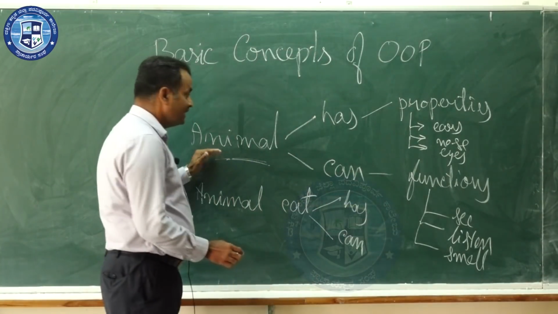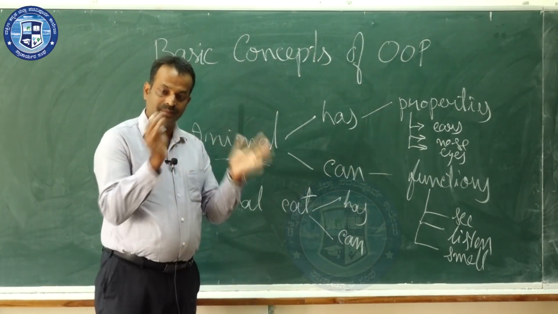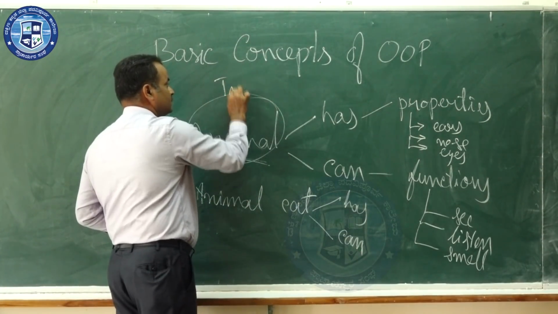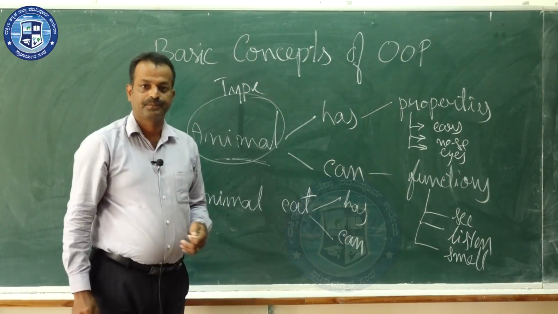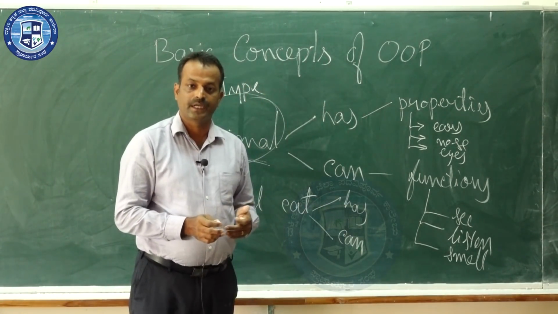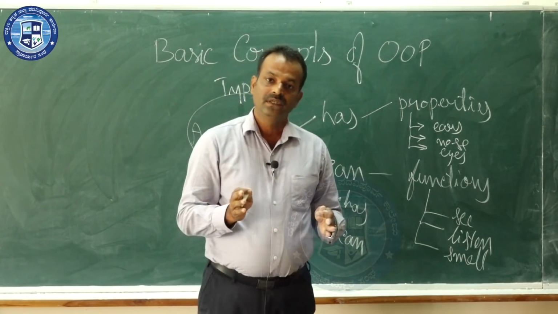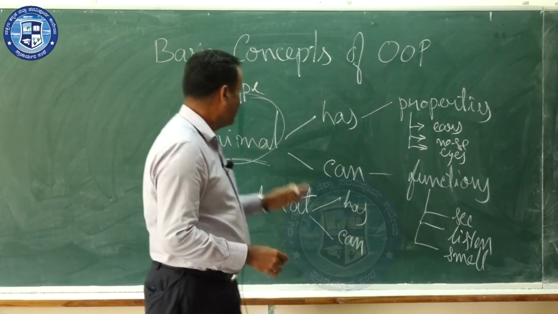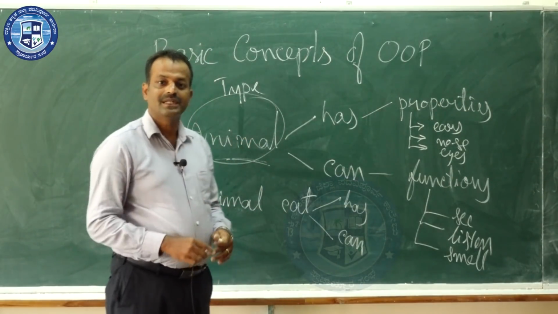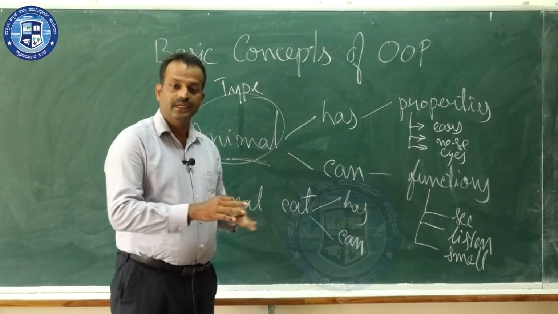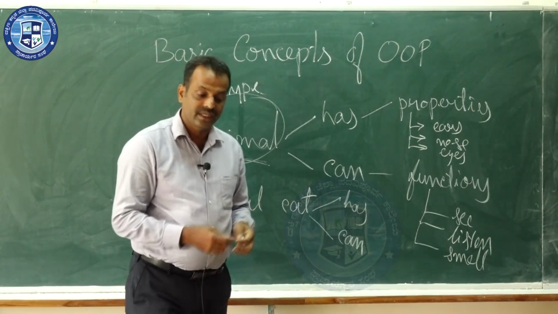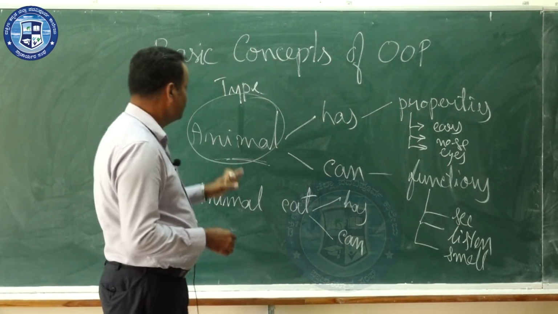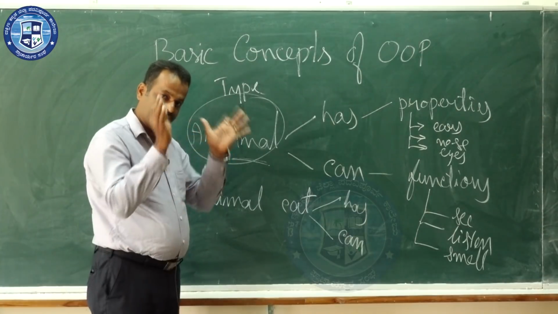Now the class animal, I told you, is an imaginary concept, and the class animal is a user-defined data type. Like integer is a data type which is given by the language, but the animal type is not given by the language. If the data type is not given by the language and is created by the user, then it is called a user-defined data type. So animal is created by the user, something imaginary.